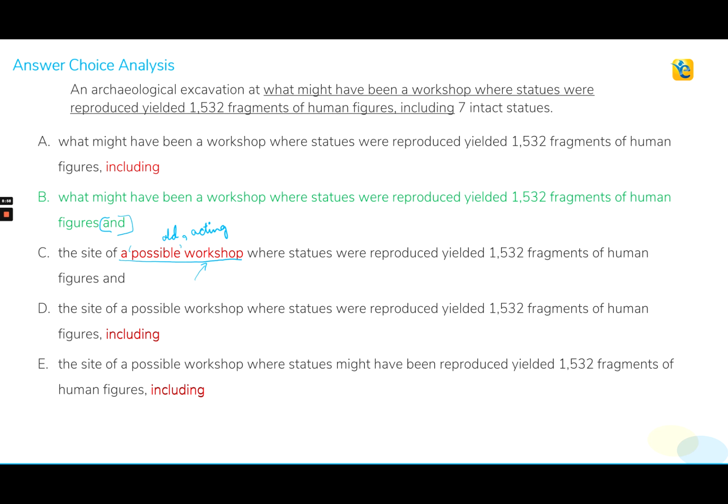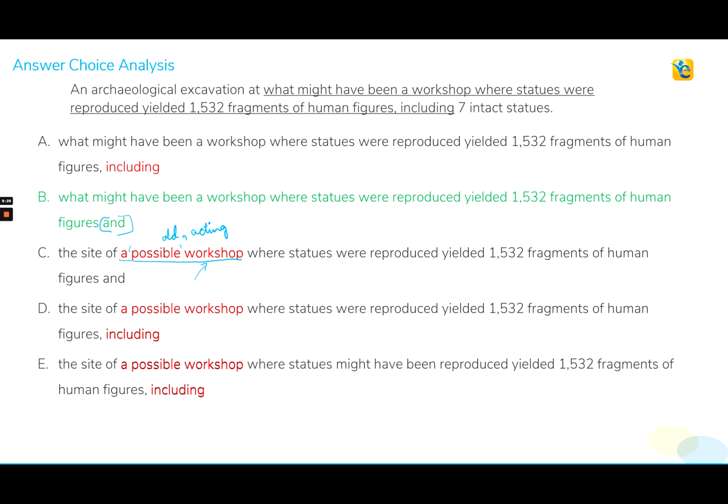And so choice C is out. And you can see that this very phrase has been used in choice D and in choice E as well, which we have already rejected. We've rejected choices D and E for the use of including, but this a possible workshop also adds to the error in choices D and E. So very straightforward, choice B is our correct answer.